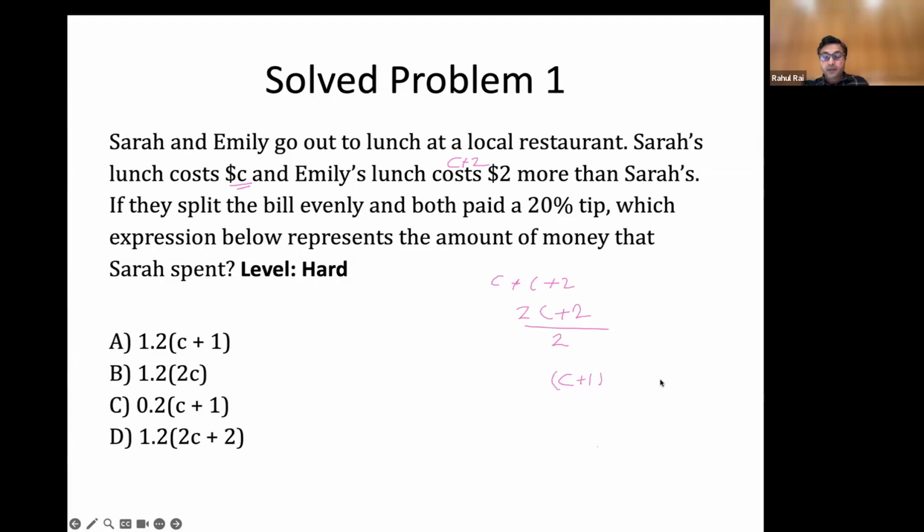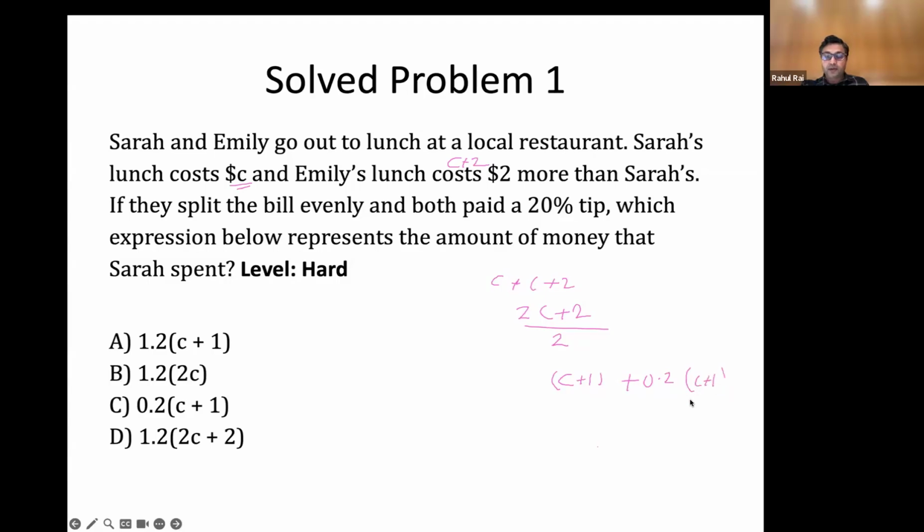However, they are adding a 20% tip on that. So this is the main cost, but they are adding a 20% tip, which is going to be 0.2 times (C plus 1), right?